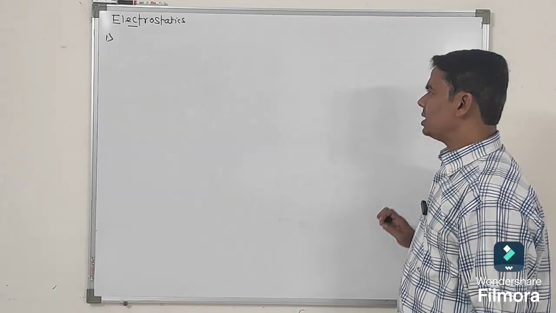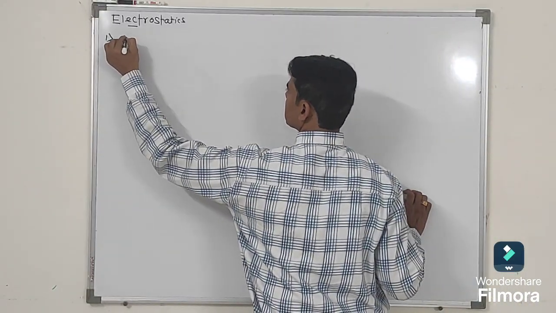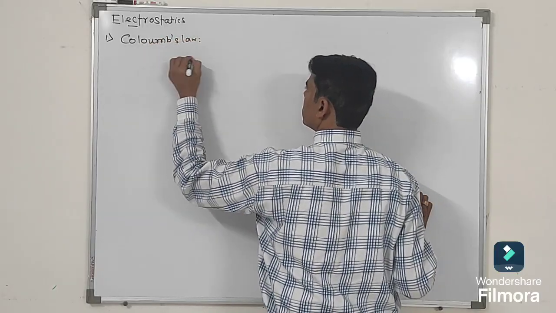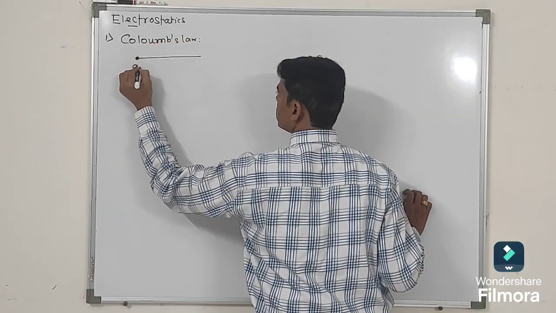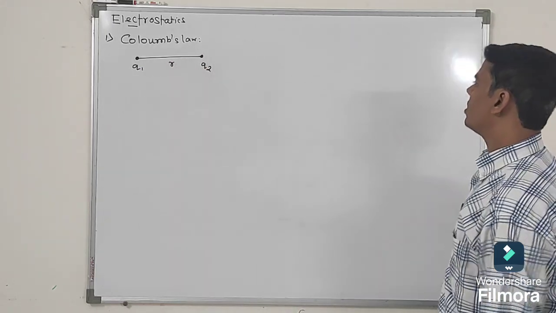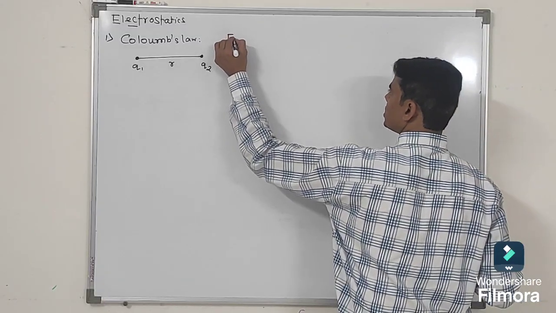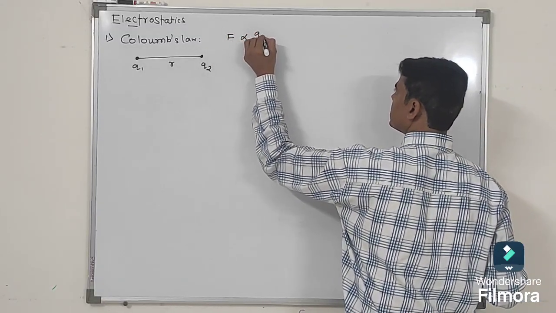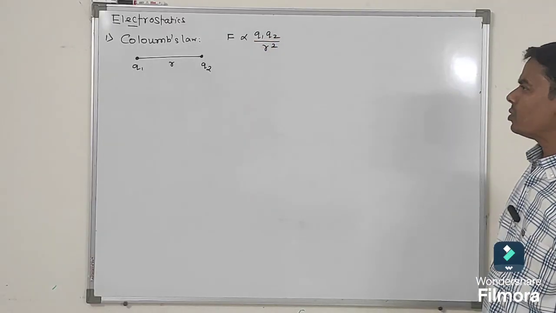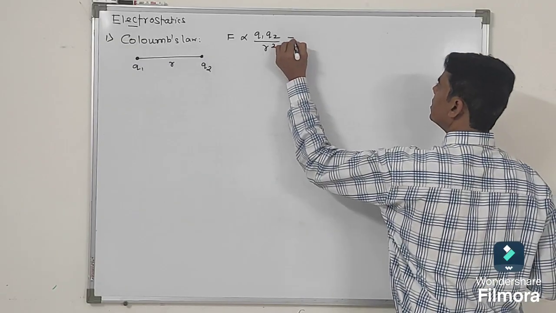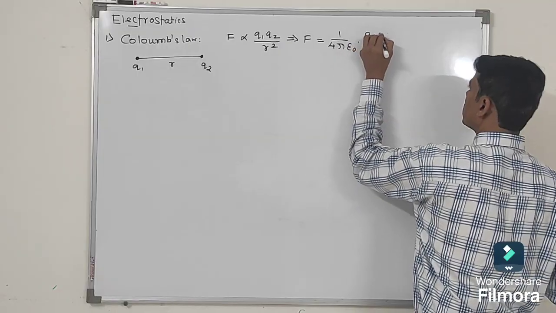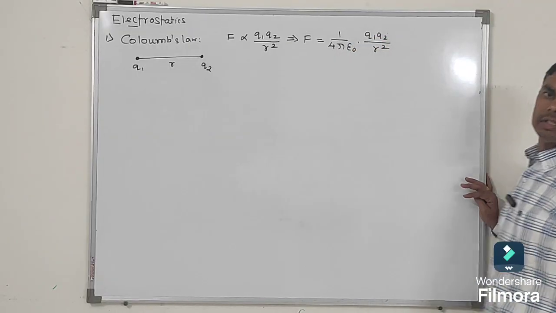When we consider electrostatics, the first important formula is regarding Coulomb's law. According to this law, if there are two static charges separated by a finite distance r, then there is a force of attraction or repulsion between these two charges that is directly proportional to the product of the magnitude of charges and inversely proportional to the square of the distance between them. In the equality sign we can write this as some constant 1 upon 4 pi epsilon 0, q1 q2 upon r square. This is Coulomb's law.